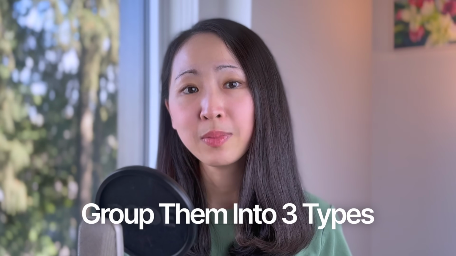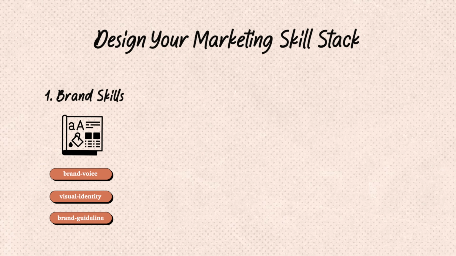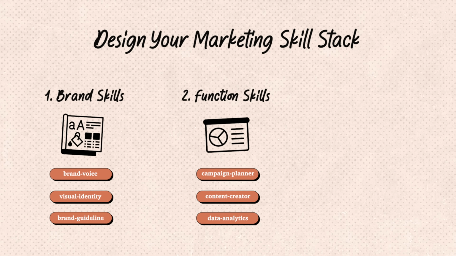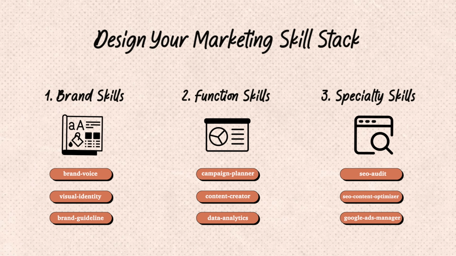The simplest way to think about your marketing skills is to group them into 3 types. Brand skills define your brand standard. Function skills cover what marketing tasks you do day to day. Specialty skills handle the rules of your specific domain.